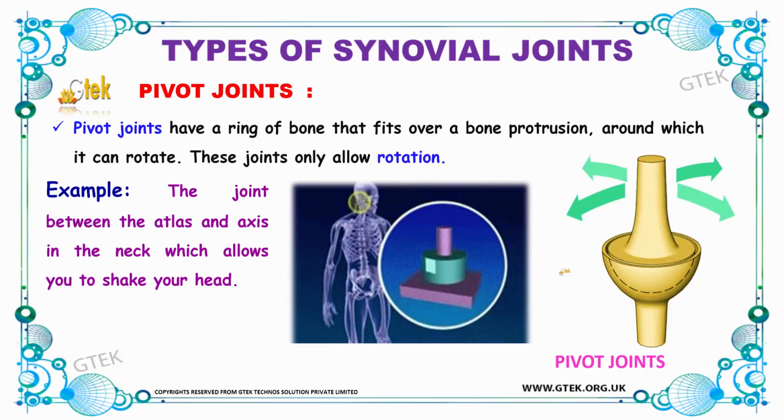So the example for your pivot joint is between your atlas and axis in the neck, which allows you to shake your head. If you see, the movement of your head can be like this. So this is what is meant by your pivot joint. You have a ring bone and it fits into a bone protrusion, allowing free rotation of your neck.